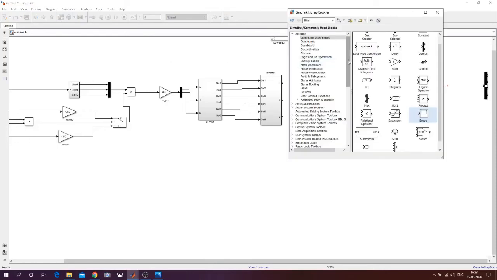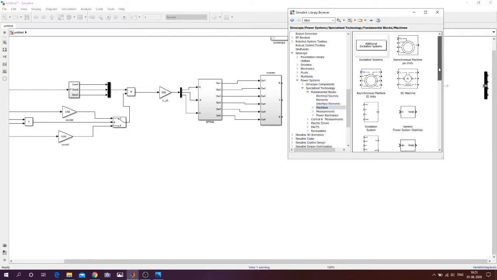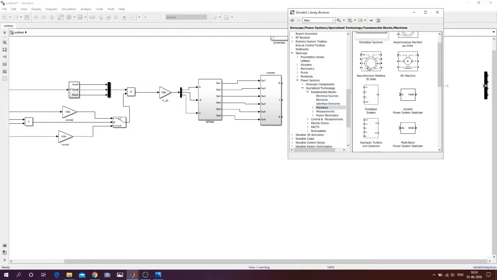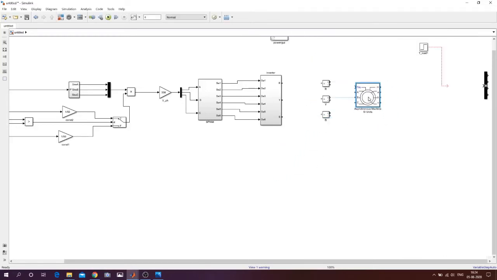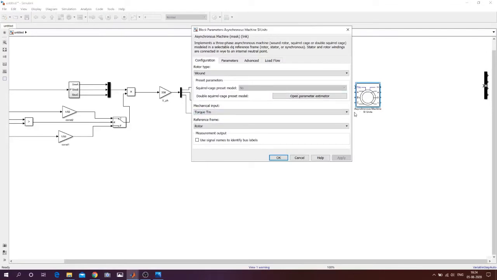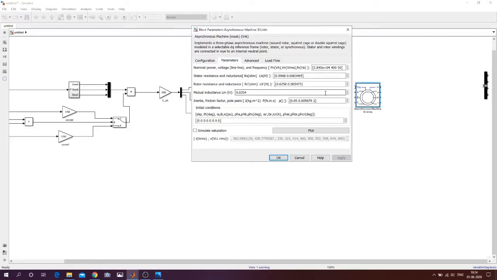The motor you will find in Simscape, Simscape Power Systems, Specialized Technology. Here, under Electrical Machines, in Machines you will find the asynchronous machine, this one, asynchronous machine SI units. I'm just showing you with a sample model. You can have your own values of the induction machine. So these are the basic values.